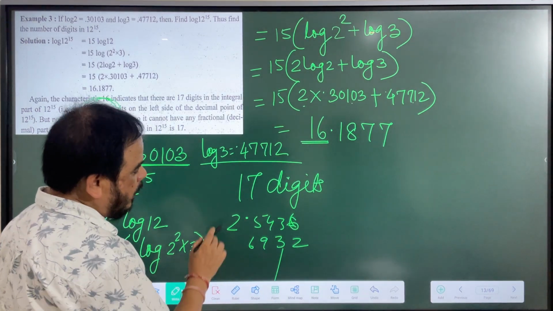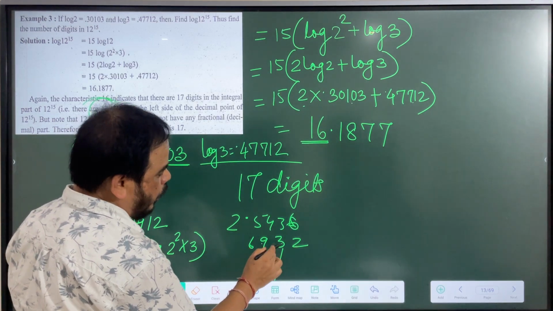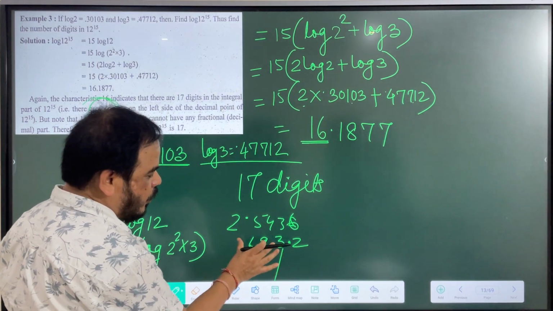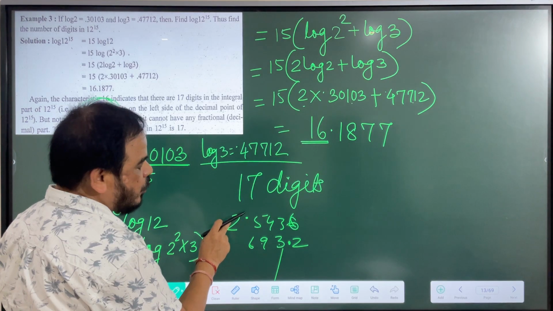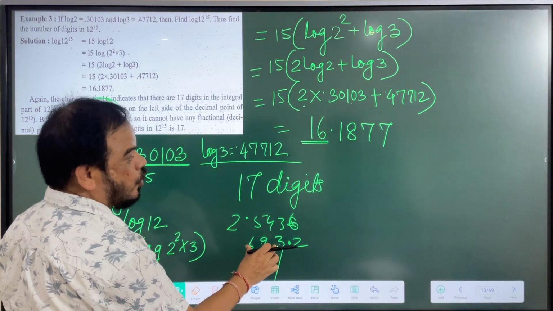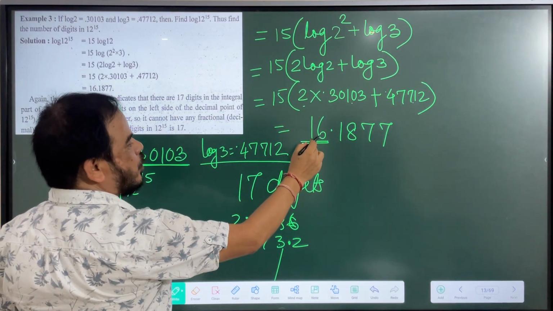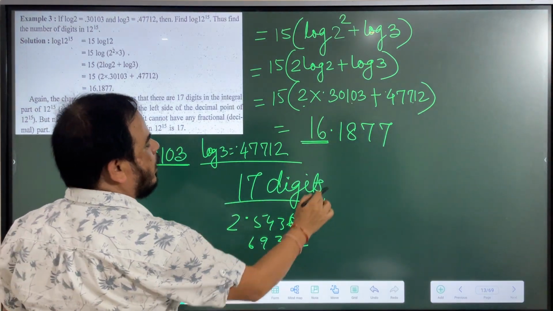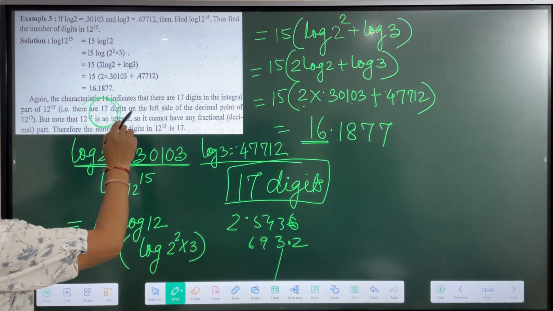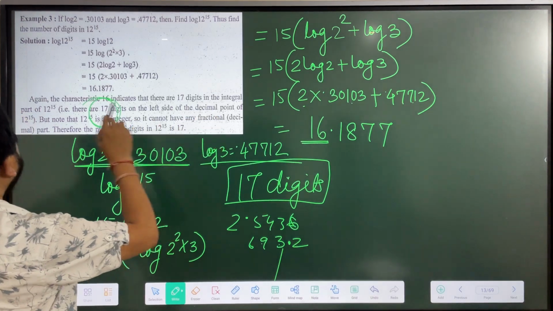Suppose it is 2, then 1, 2, 3. Before the decimal, how many digits? 3 digits. Characteristic is 2. How many digits have you got? 3 digits. Same thing. Characteristic is 16. So before the decimal, how many digits will you get? 17 digits. This is on the left side of the decimal point of 12 to the 15.